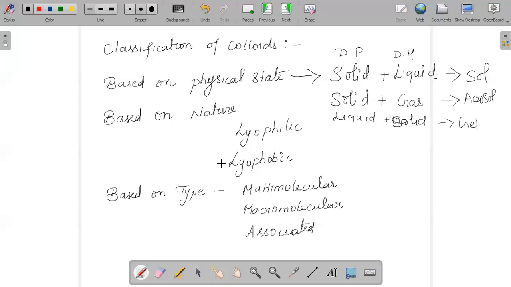And the next classification is based on the type of particles of the dispersed phase. Based on the type of particles of the dispersed phase, the colloids are classified into different types. One is multimolecular, another is macromolecular. When we say multimolecular, many particles of the dispersed phase aggregate together to form species having the size of colloidal particles, between 1 to 1000 nanometer. These colloids are called multimolecular colloids.